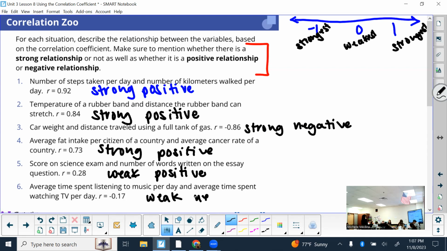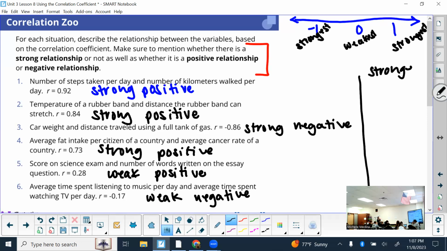Okay, good. Now for these, we mostly just had to look at the R value. You can look at the variables that they represent and see a pattern there. But R values are the main ones. Out of all the R values here, which was the strongest?